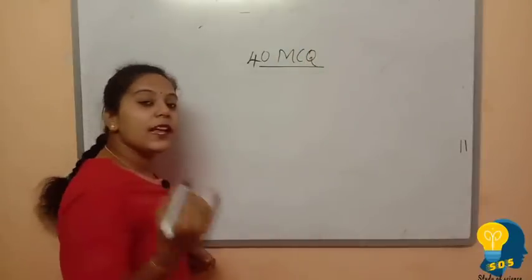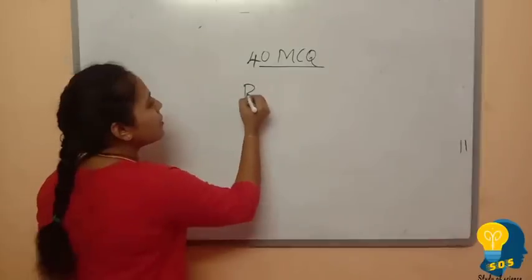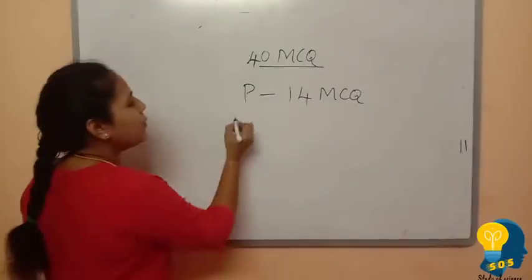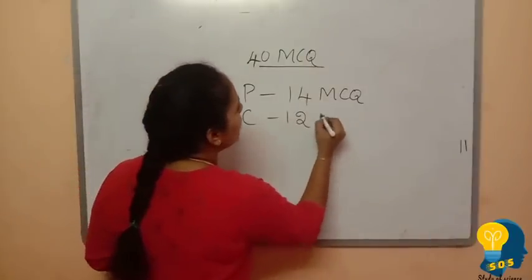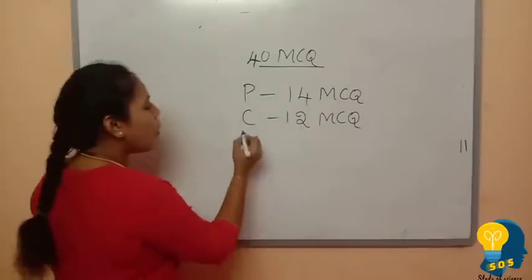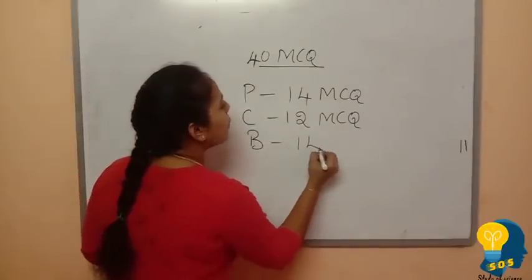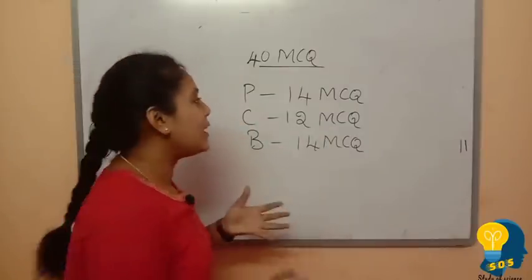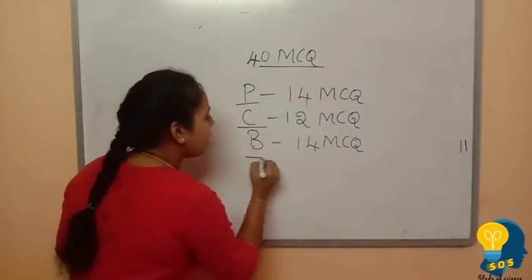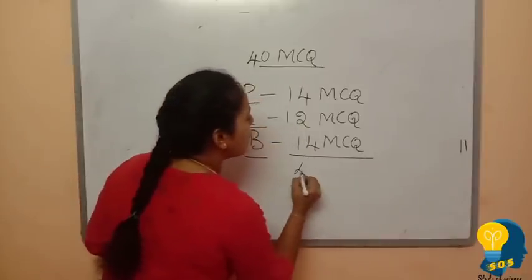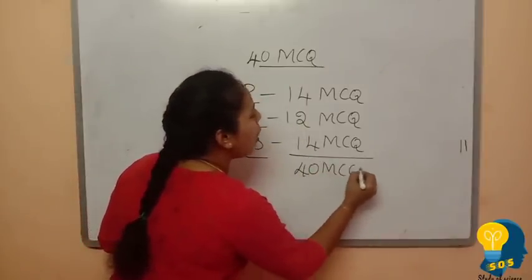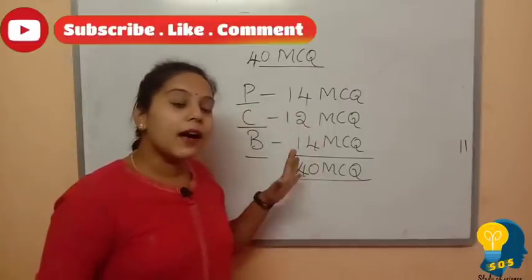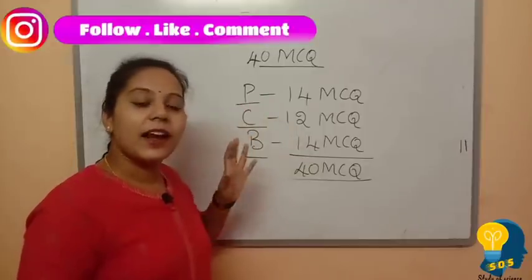Among these 40 multiple choice questions, from the physics part, they have given 14 multiple choice questions. And from the chemistry part, they have given 12 multiple choice questions. And also from the biology part, they have given 14 multiple choice questions. Like this, the marks have been divided among physics, chemistry and biology, and altogether we have 40 multiple choice questions.